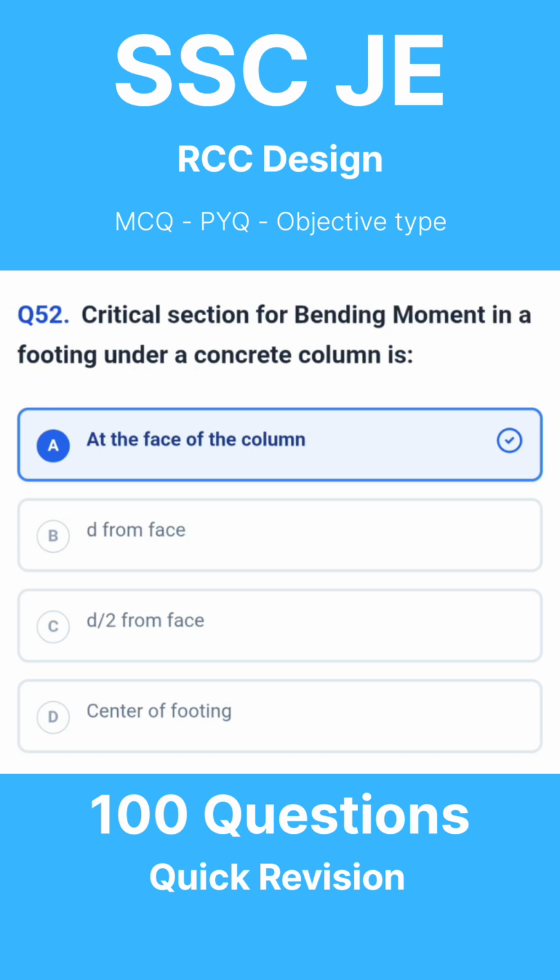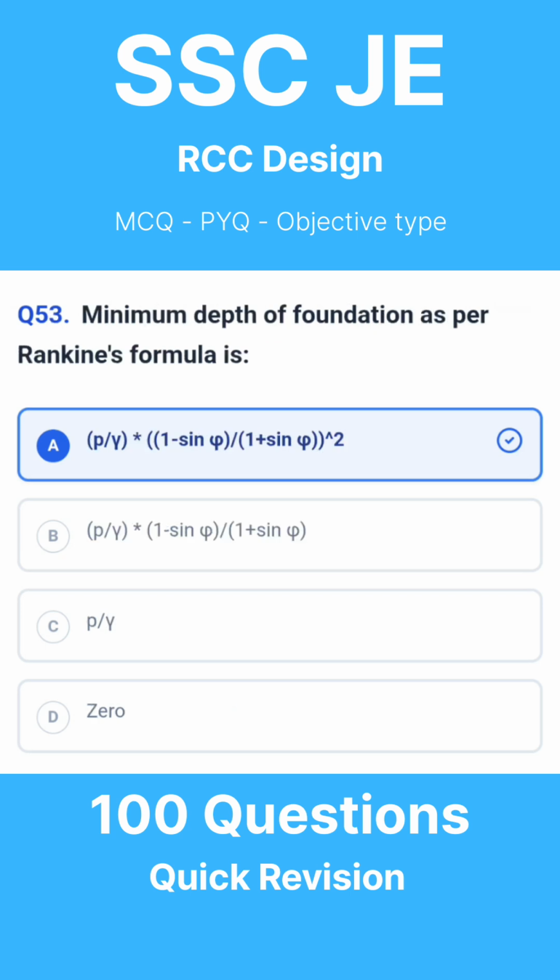Question 52. Critical section for bending moment in a footing under a concrete column is. The correct answer is at the face of the column. Question 53. Minimum depth of foundation as per Rankine's formula is. The correct answer is P divided by gamma times ((1 minus sin phi) divided by (1 plus sin phi)) squared.